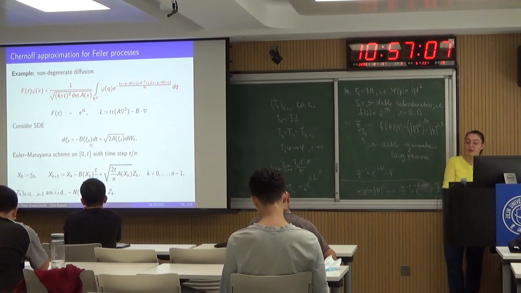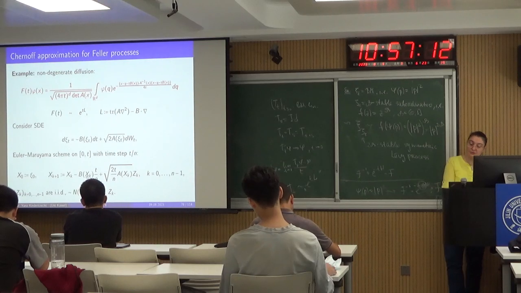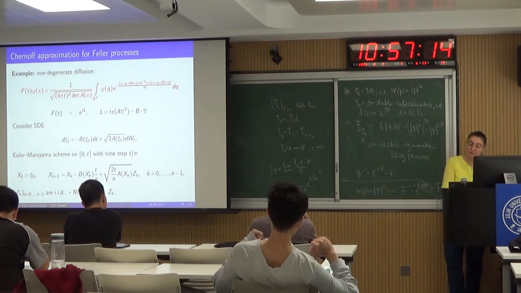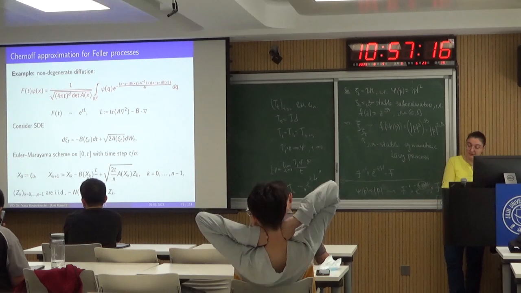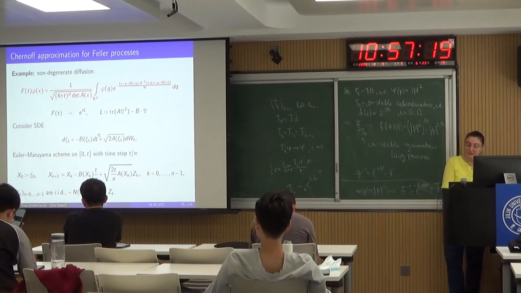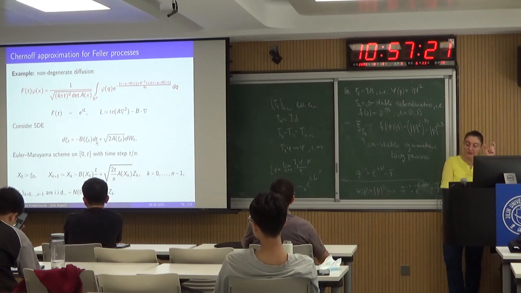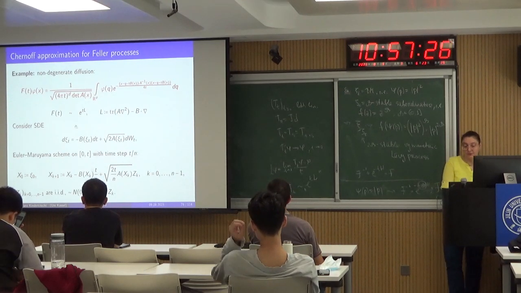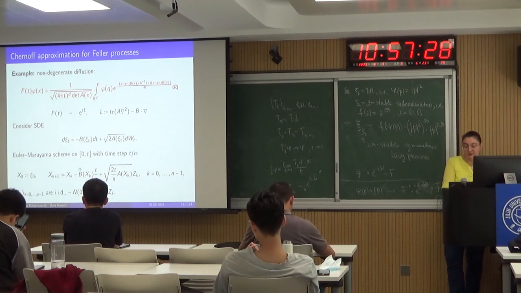We take left points to insert into the coefficients. So we consider the coefficients at left points. dt is exactly the length of my time step, t over n. So this term is approximated by this term. So this a(X_t) is approximated by a(x_k), the left-hand side.